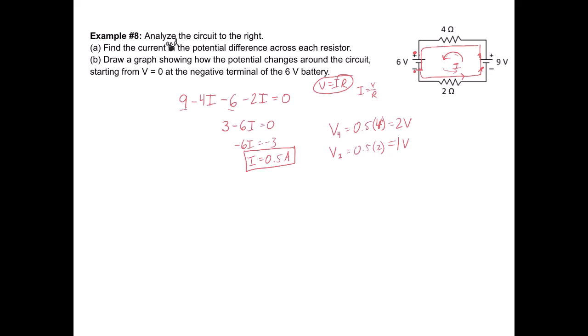Notice that if I gain 9 in the battery, I lose 2 volts here, lose 6 volts here, lose 1 volt here. That means I'm back to 0 again before I go through that 9 volt battery.